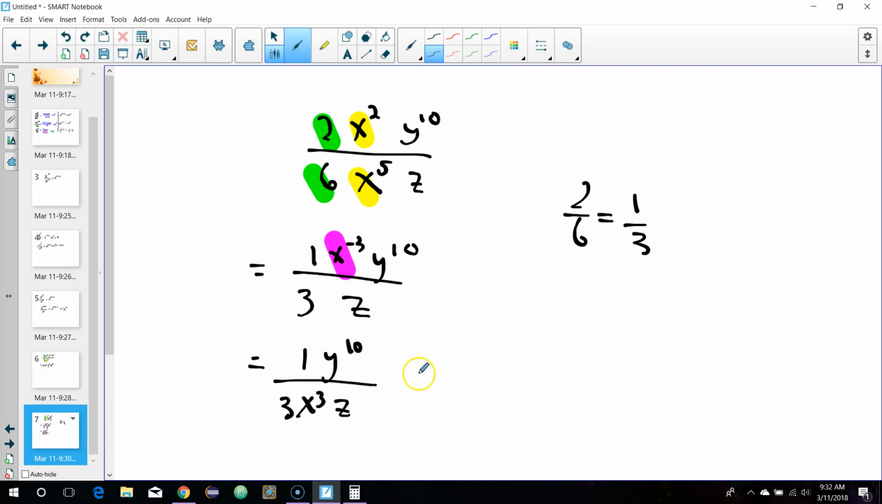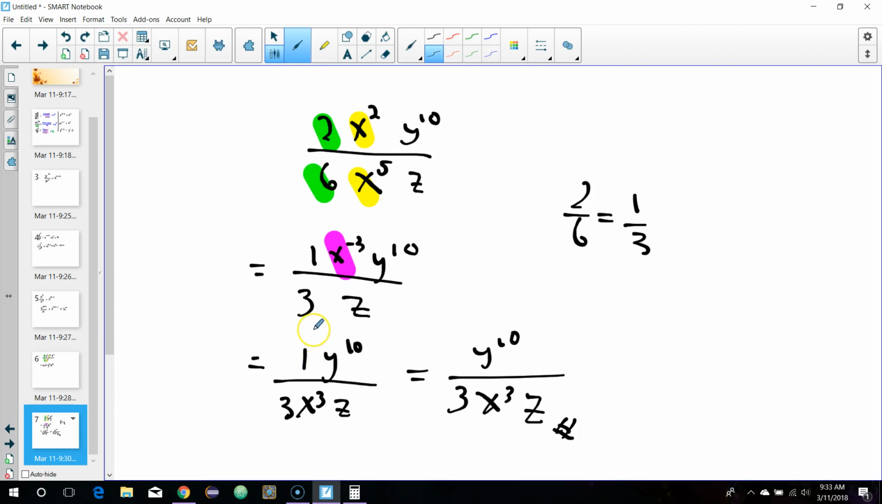If I really want to tidy up this answer, I'll have that, because I normally shouldn't have to write that 1. Okay? So that would be the nicest way to write the answer. That 1 is not really contributing anything. Let's see what else I can do.